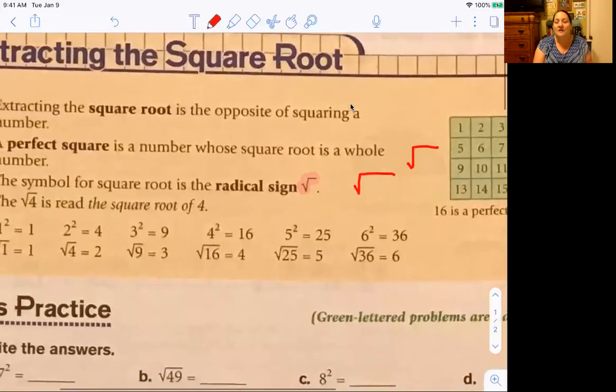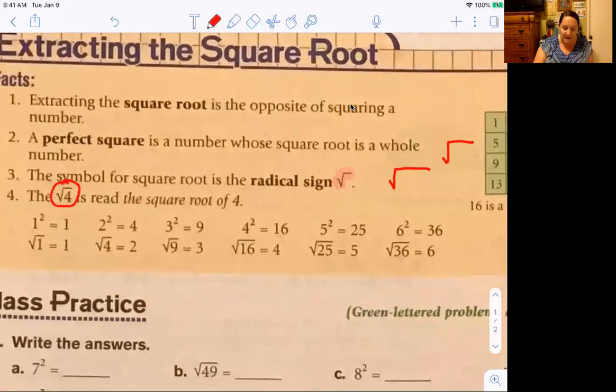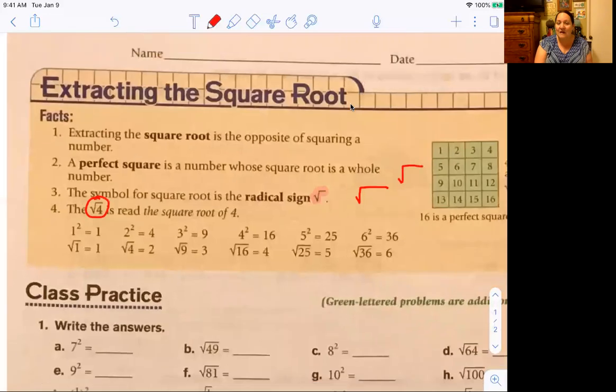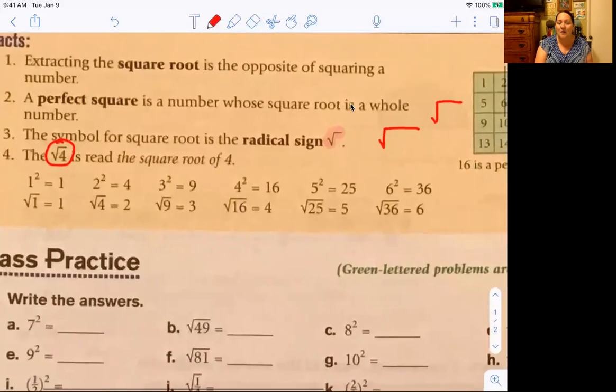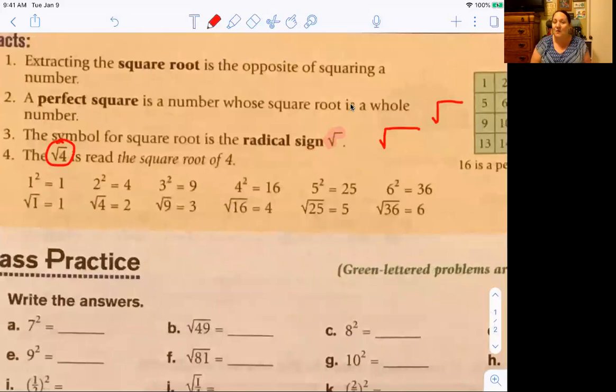So let's look at 4. The square root of 4, or this right here, is read the square root of 4. What is the square root of 4? It is 2. So let's look at these here at the bottom of this yellow box. It says 1 squared equals 1 because 1 times 1 is 1. So the square root of 1 is 1. 2 squared is 4, so the square root of 4 is 2. 3 squared is 9, so the square root of 9 is 3. 4 squared is 16, so the square root of 16 is 4. 5 squared is 25, so the square root of 25 is 5. 6 squared is 36, so the square root of 36 is 6.